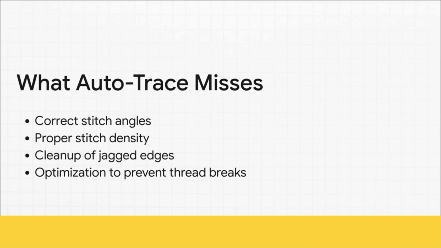So what's missing when you just auto-trace and pray? Oh, a lot. An automated tool can't understand that stitch angles totally change how light reflects off the thread, or that the stitch density needs to change for different fabrics. You wouldn't stitch on a delicate t-shirt the same way you would on heavy-duty denim, right? It doesn't clean up those messy, pixelated edges or plan a logical path for the needle to prevent jams and thread breaks. It's just guessing, and it's usually not guessing very well.